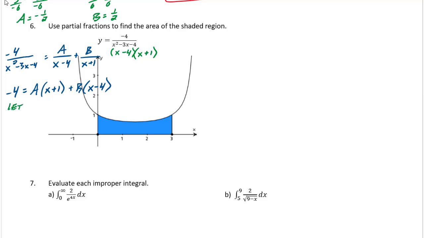So now I go ahead and just let x equal a couple of different numbers. In this case, I'm going to start with x equaling 4. That way I can solve for a. So that gives me negative 4 is equal to 4 plus 1 is 5a. So that tells me that a must be negative 4/5.